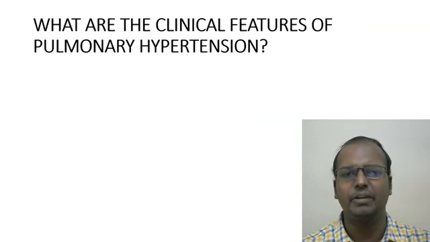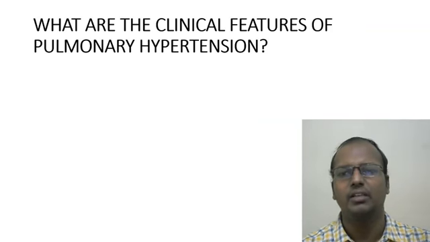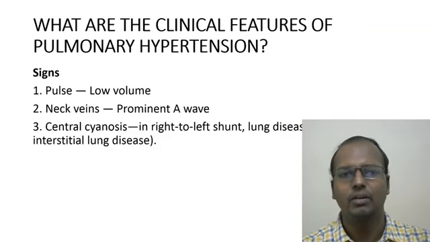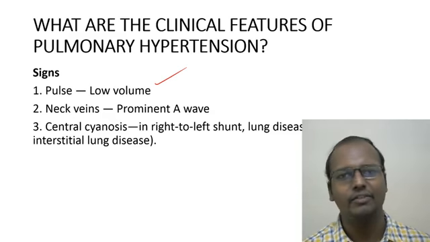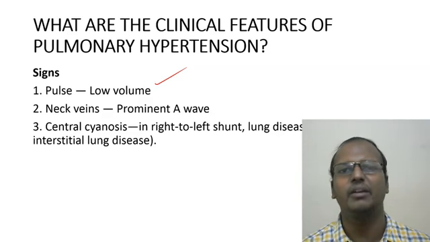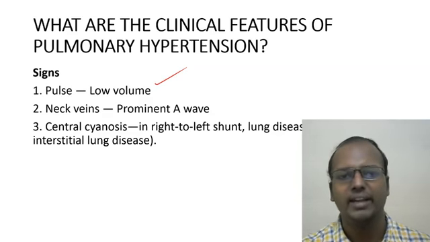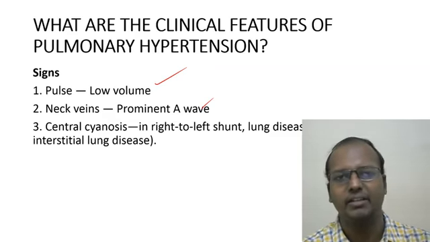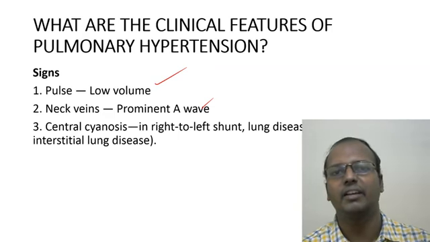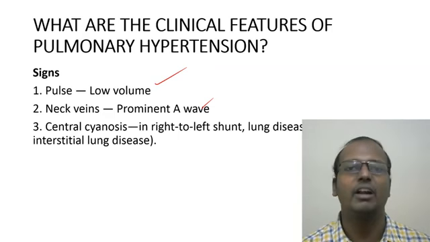So what are the clinical features of pulmonary hypertension? Signs include low volume pulse. Why? Because the right ventricular blood is not able to reach the left ventricle. Because there is pulmonary hypertension, the blood is not able to pump forward. And neck veins will show a prominent A wave. Prominent A wave in JVP will tell you of pulmonary hypertension, right? Cannon A wave, where does it occur? It occurs in AV dissociation, your complete heart block.